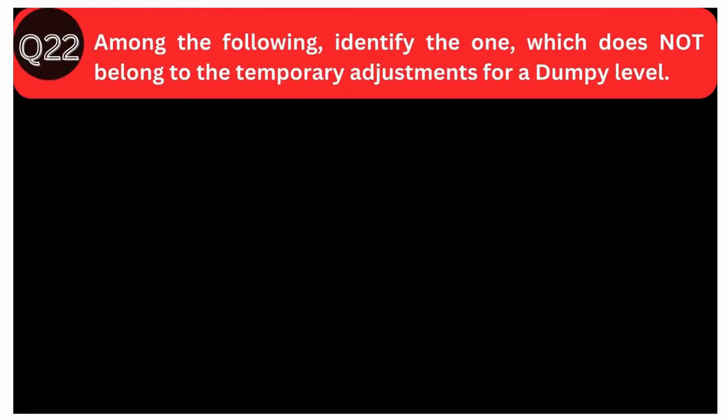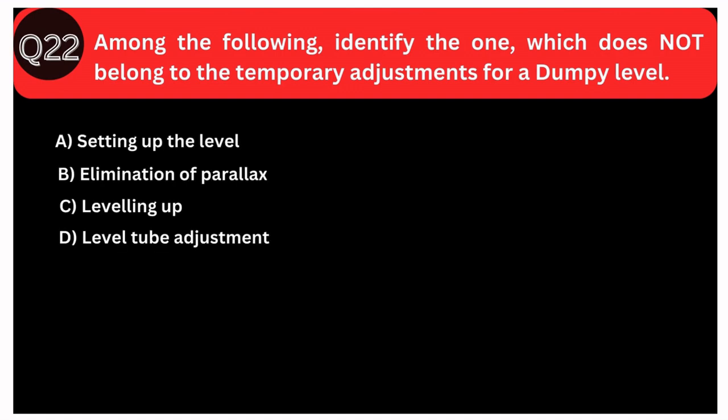Among the following, identify the one which does not belong to the temporary adjustments for a dumpy level. Option A. Setting up the level. B. Elimination of parallax. C. Leveling up. D. Level tube adjustment. Answer D. Level tube adjustment.